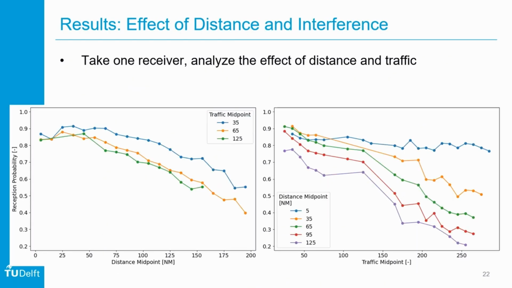Then when we take a look at one receiver, we analyze the effect of distance and traffic. It's visible here that the more distance you have, the less reception probability we get. And this obviously follows the free space transmission model. And when we talk about the traffic, the more traffic we have, the less reception probability we also get.